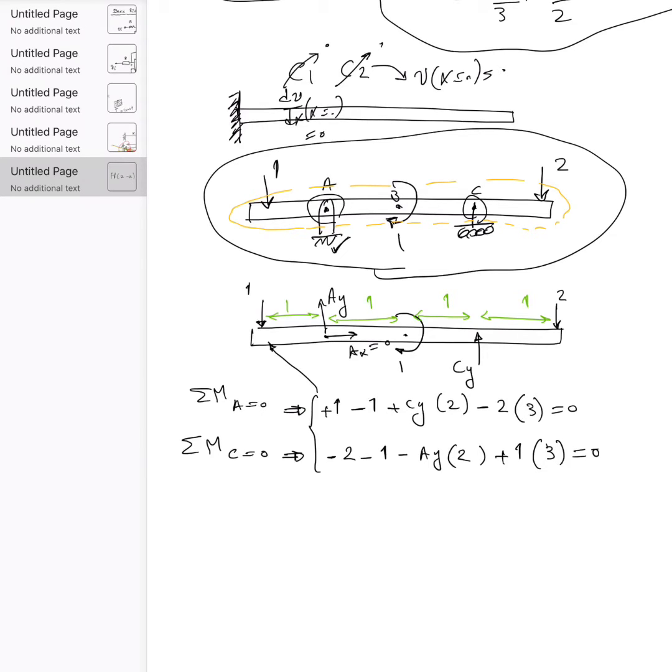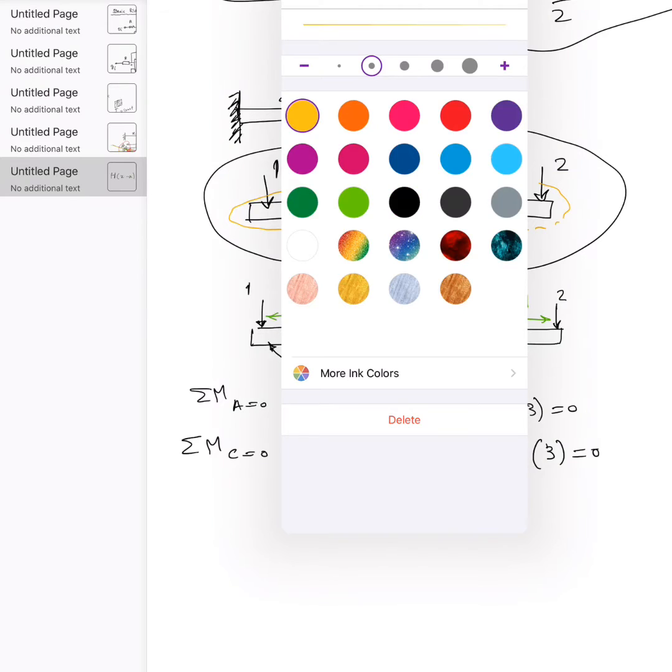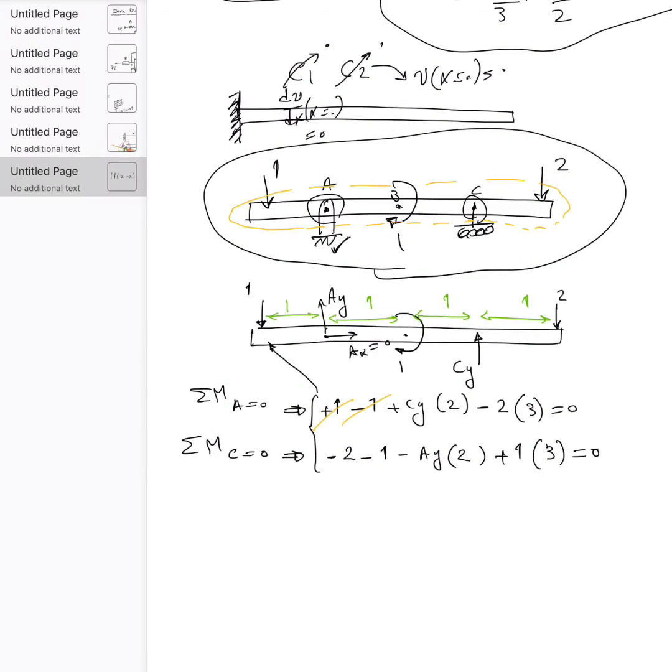The first one is cancelled out with this. Then CY is simply 3. Okay, CY is equal to 3. And right here you have -3, and here +3. That means this cancels out with this, and AY is 0.